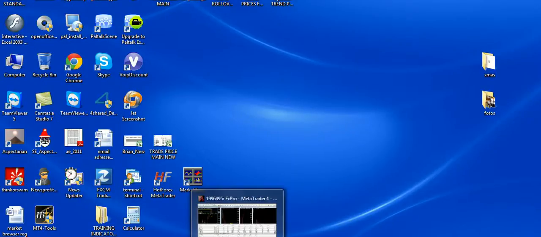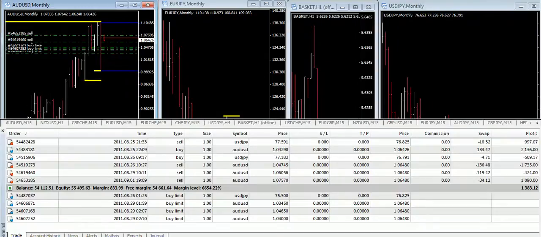G'day, my name is Brian Johnston, and today I would like to talk about using plain charts, the trend, the highest high, the lowest low, and the cycle of trading from loss to profit to loss.